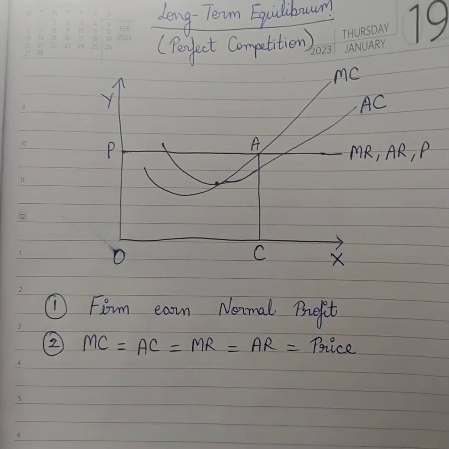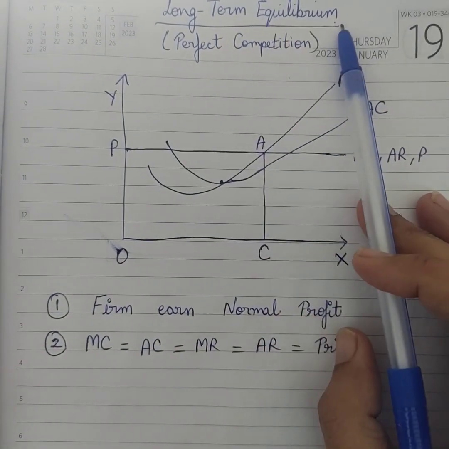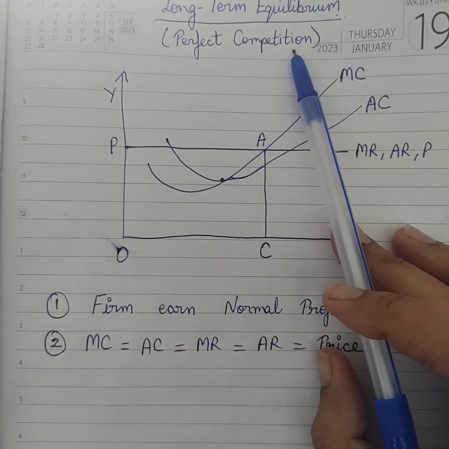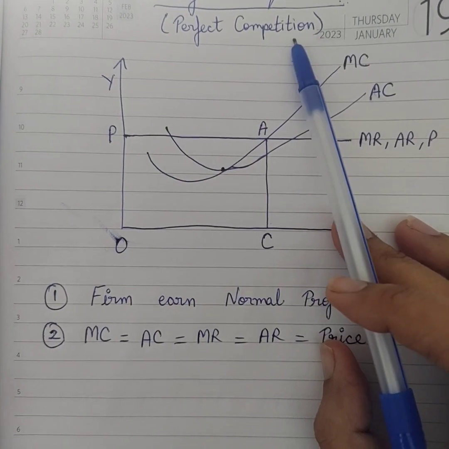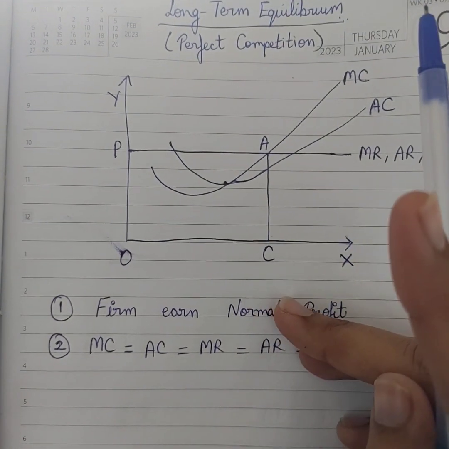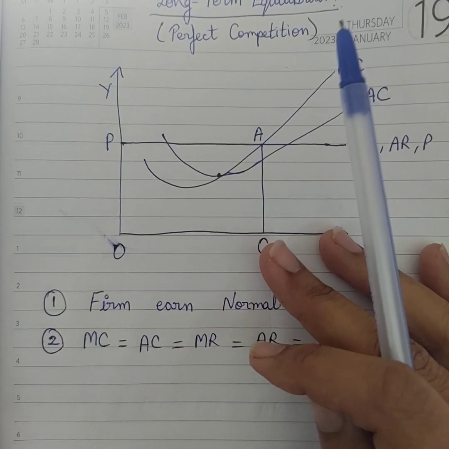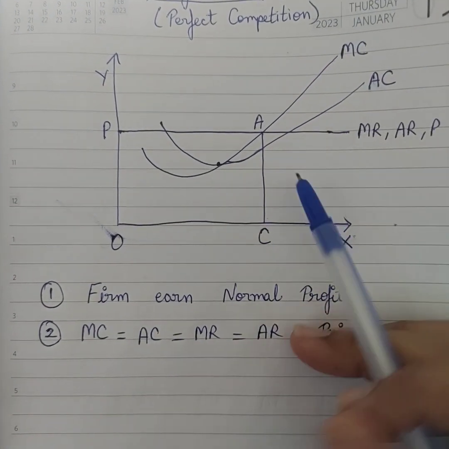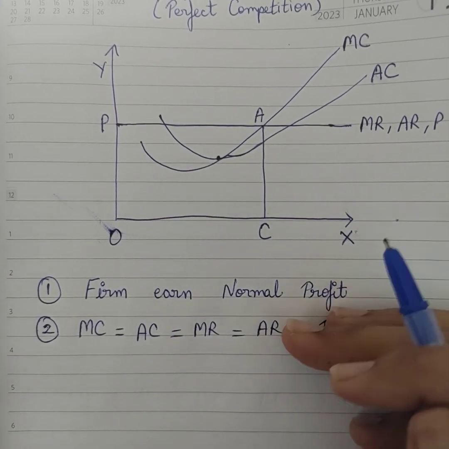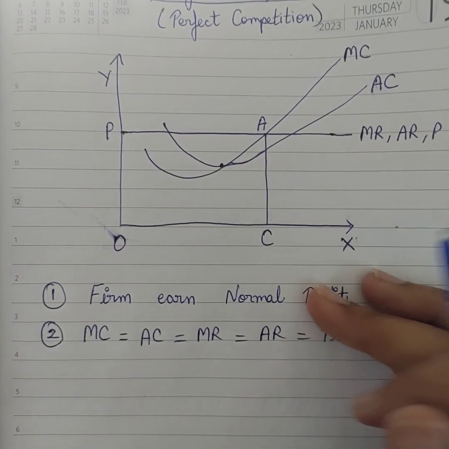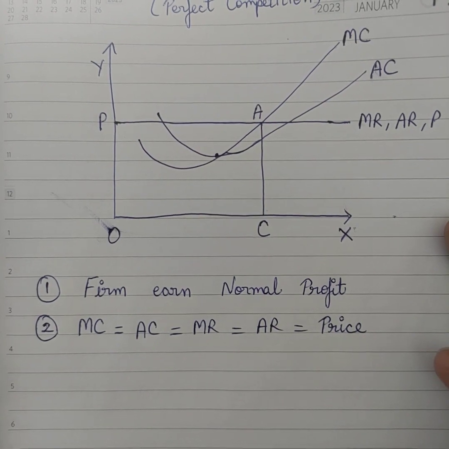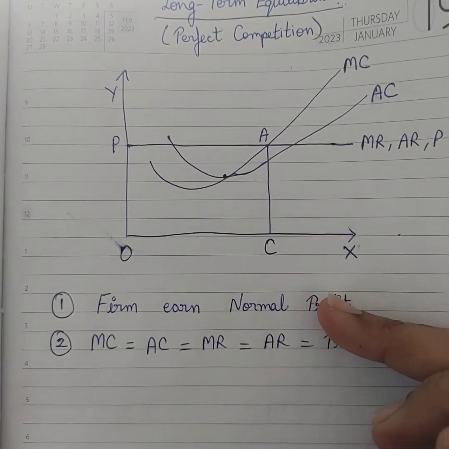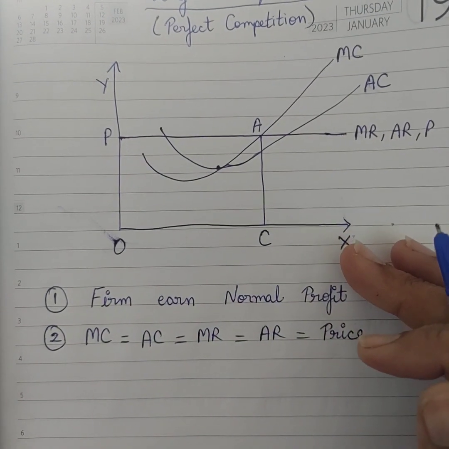So today we are going to study long-term equilibrium in perfect competition. As we all know, what are the characteristics of perfect competition? First, there are a large number of firms producing and selling a product. All products are homogeneous in nature. Both sellers and buyers have perfect knowledge about the market, and entry and exit from the market is free for all the firms, right?